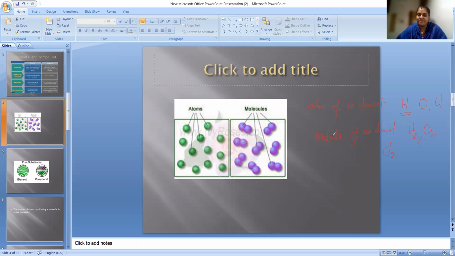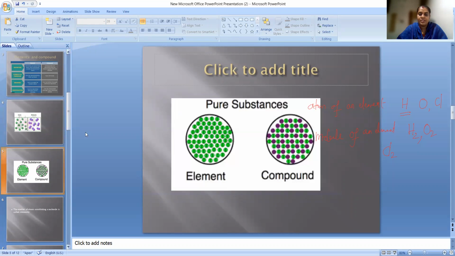That is the difference. Okay, now from the picture, how can we identify an element and a compound? Let us see that also. If you take this particular picture, we can understand that in an element, only one type of particle is there. If you look at the compound, you can see more than one type of element is present inside that.